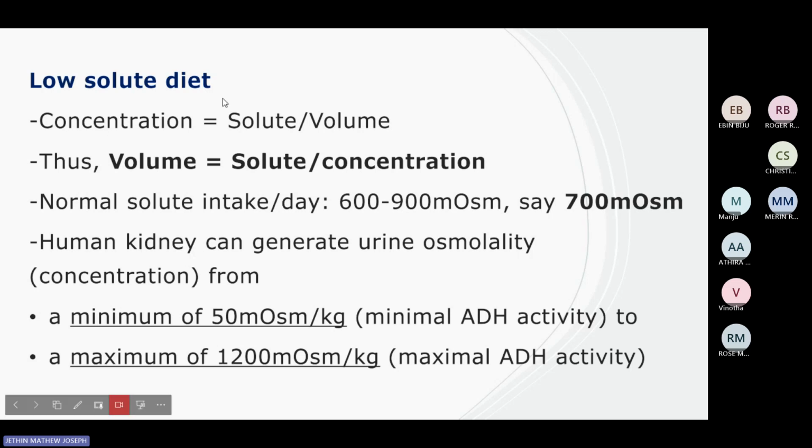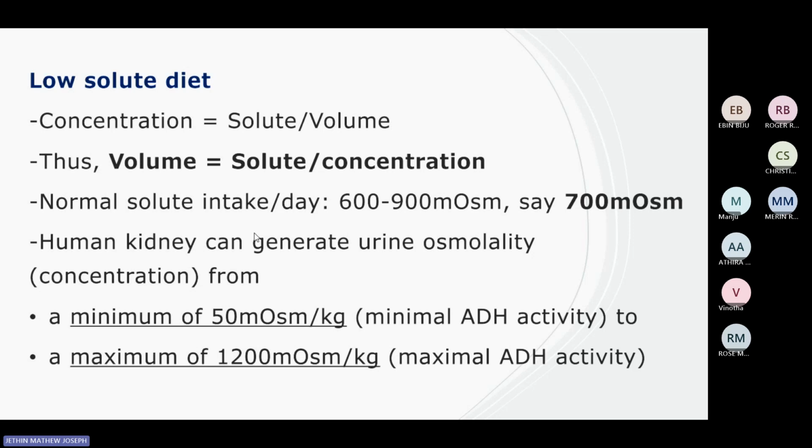Okay. So to understand how a low solute diet causes hyponatremia, we'll follow this example. We know that concentration is equal to solute by volume. So volume is equal to solute by concentration. Normal solute intake per day, on a normal diet, is around 600 to 900. So for the sake of the example, we'll take it as 700.